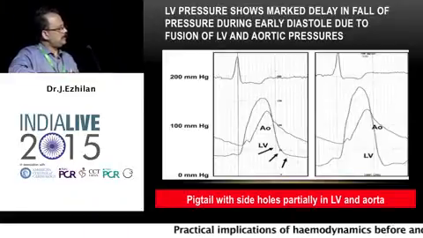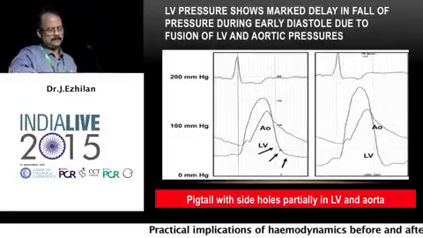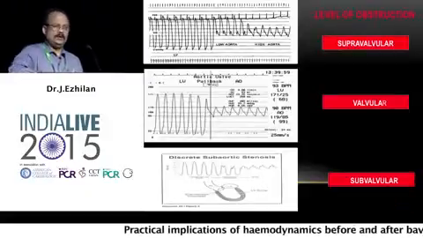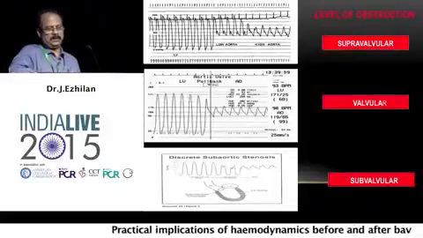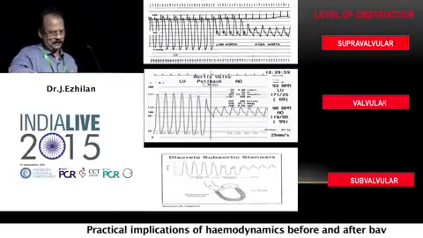Once you push the pigtail properly, you get the proper tracing like this. With the hemodynamic tracings, you can also know the level of obstruction. Your aortic valve stenosis could be valvular, supravalvular, or subvalvular.